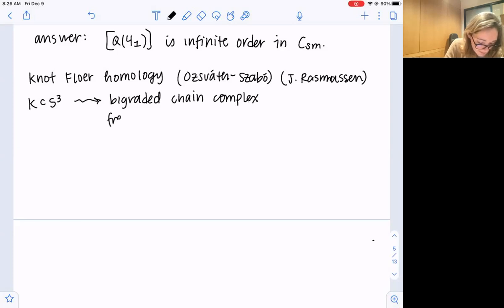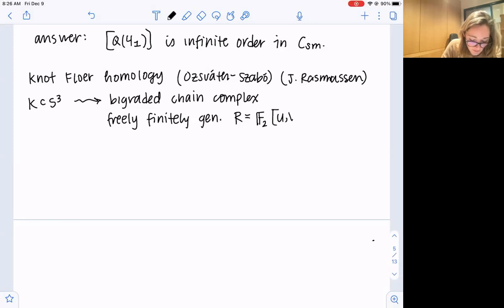And this chain complex is freely and finitely generated over, we'll think about it as over the polynomial ring with two variables, with coefficients in the field of two elements. There are several famously interesting properties of this theory, in particular that it categorifies the Alexander polynomial, and it detects many interesting topological properties of knots, including genus and fiberedness.